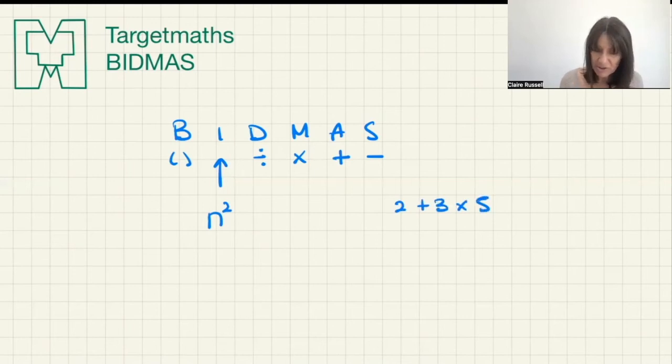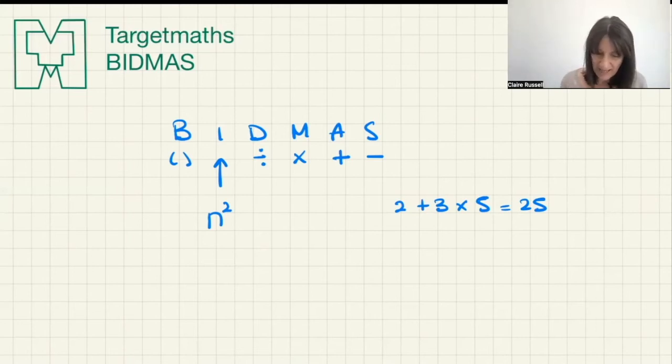If I was to do this question by just reading across, I would have 2 plus 3, which is 6, sorry, 2 plus 3 is 5 even, and then 5 times 5 is 25. That is not the right answer because we're not following the rules and the order of BIDMAS. And if you've never heard of BIDMAS, then you'd think you'd be doing it right, wouldn't you? So this is how we do it.